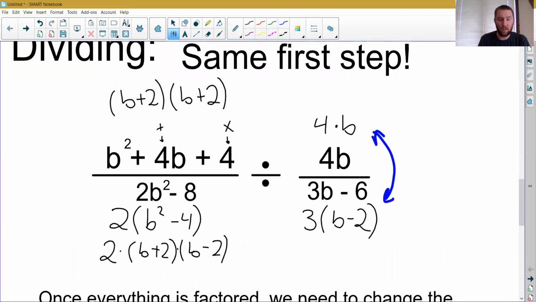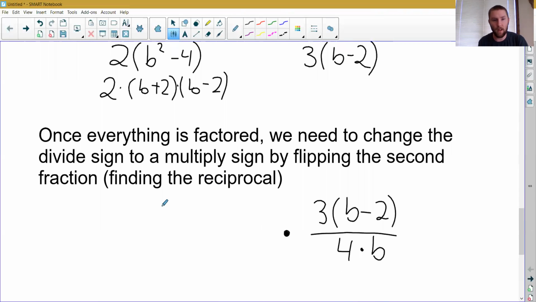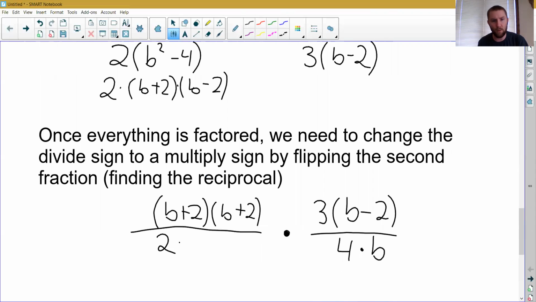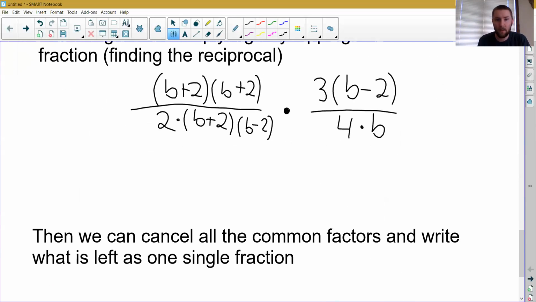And then I'm going to write what's left over here as well. The numerator on this one is not going to change, right? I'm not flipping the first fraction. It's just the second expression that I flip over. So the numerator is b plus 2, and the denominator is 2 times parentheses b plus 2 times b minus 2. So now everything is factored, and I flipped that second fraction so it's now multiplying. That allows me to now cancel everything that I can.